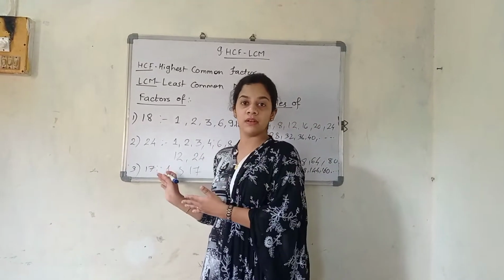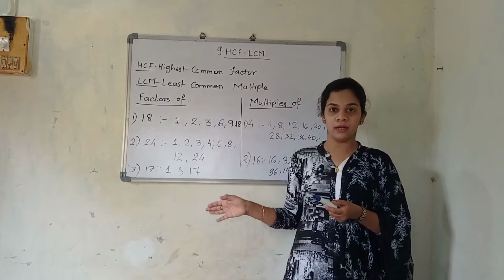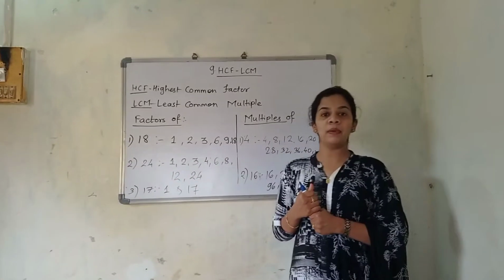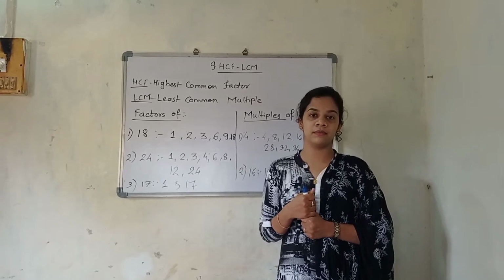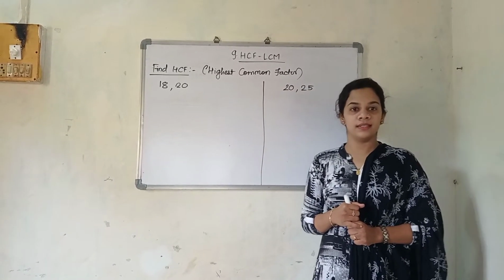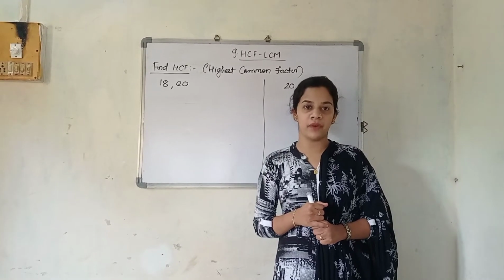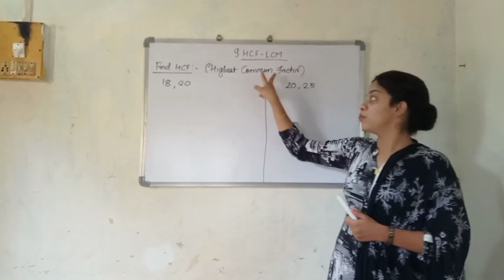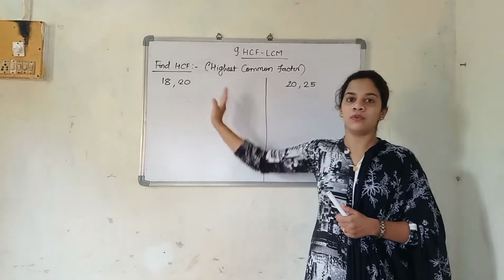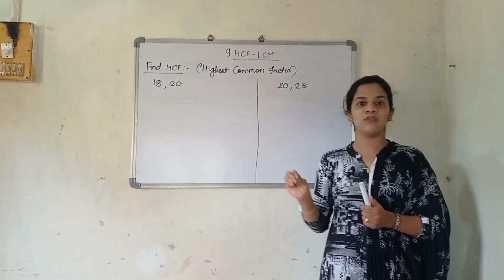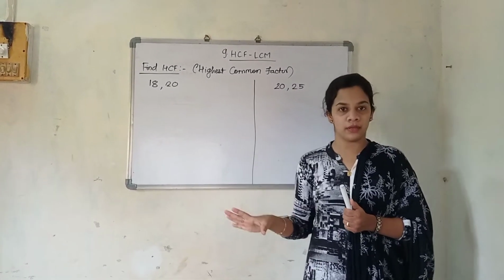So what have we studied right now? We have studied about the factors and we have studied about the multiples. So now we are going to start with our proper lesson, that is HCF and LCM. Now we are going to see how to find HCF. HCF, the full form is highest common factor. So what we will do? We will first write the factors. Then we will pick out the common ones, and then we are going to find the highest from it. Then we will get our answer, that is the HCF of those particular numbers.